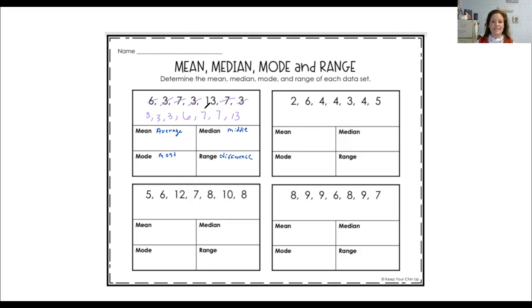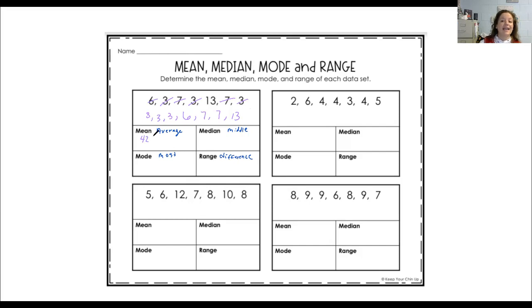Now that we have our numbers in ascending order, we can go ahead and use what we just learned about mean, median, mode, and range and figure out these single numbers. So for mean, we have the average. Remember, the average, we are adding all of these up and dividing by that number. So let's go ahead and add all of those up. I've got 3 plus 3 plus 3 plus 6 plus 7 plus 7 plus 13, and it gives me 42. As you can tell, this is the same one that they started off with.